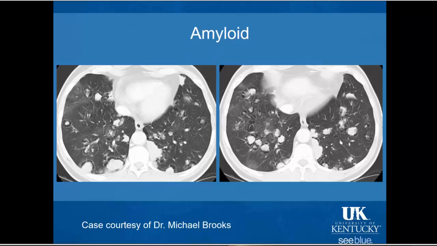But this cystic abnormality is fairly unique looking, and when you see this, you should definitely think of amyloid because you do not see abnormality that looks quite like this very frequently in other cases of nodules or cysts.